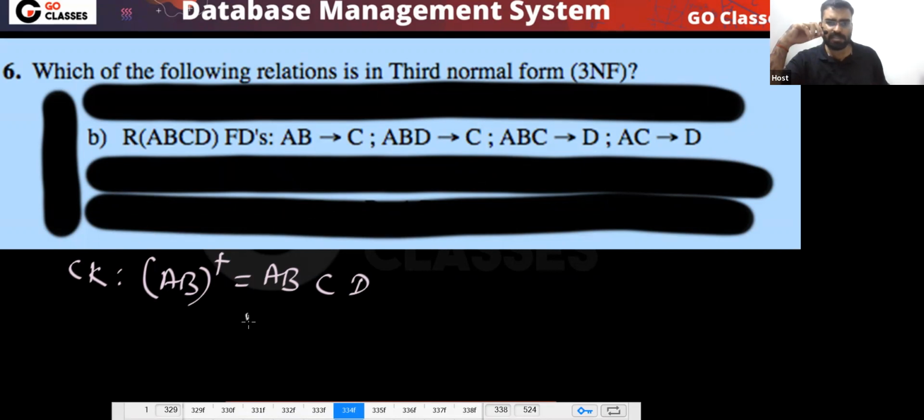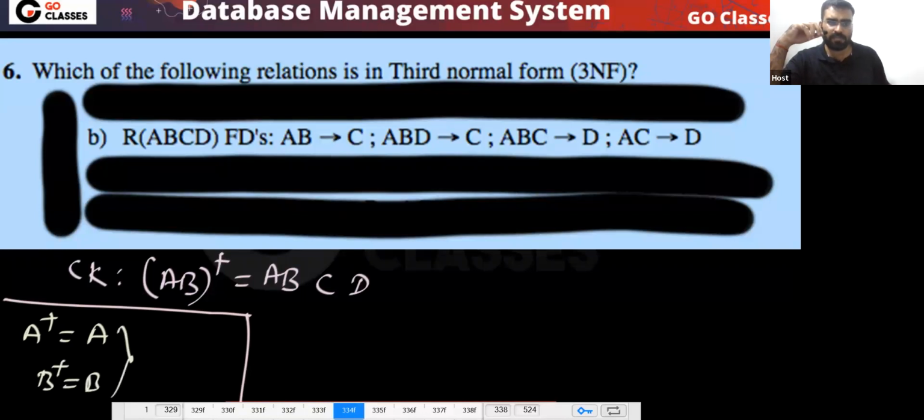Check for 2NF. Is this relation in 2NF? What is A plus? A plus is A. What is B plus? B plus is B. So this relation is definitely in 2NF. Yes or no? Because for the subsets of the candidate key, A plus is A and B plus is B. Agree? Okay, so this is very simple.